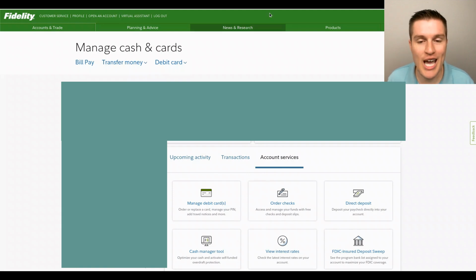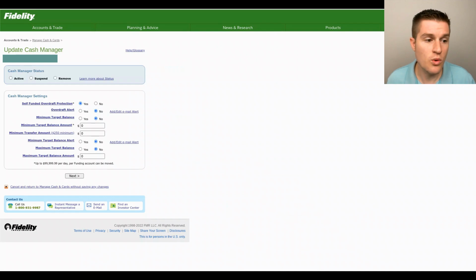So once you click on that Cash Manager tool, they're going to ask you some prompts for the first time you've gone through. But once you've gone through it, because I've already done this, it'll bring you and it asks you some simple questions. So essentially, you're going to ask is, do you want self-funded overdraft protection? Yes, you do want that. Do you want alerts? Now, you can set up email, text alerts, different things like that. So that's really what's kind of neat. For me personally, I don't really care about having an alert, but for some people, it's extremely important.